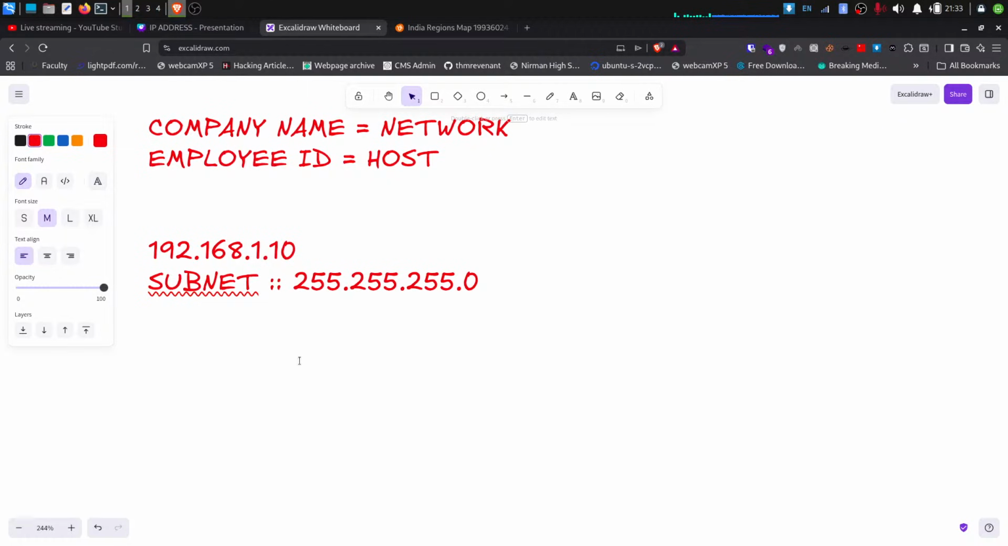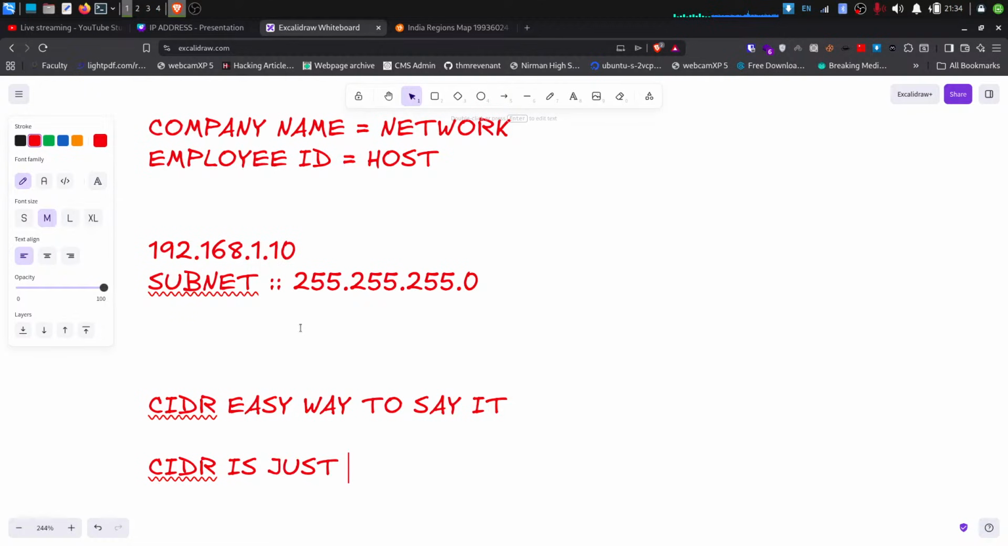So we can just write it down that three networks and one host. Now, I'll just tell you what is CIDR. It is basically the easy way to say it. We can say that CIDR is just a short form of subnet mask.